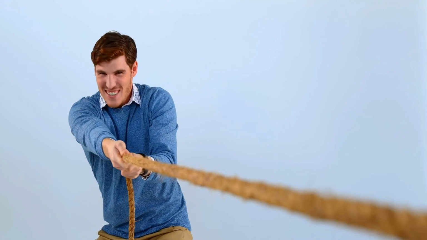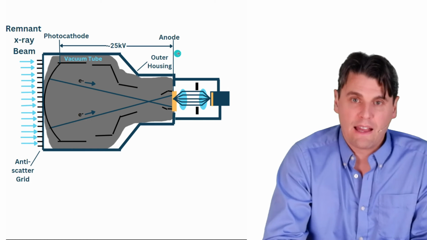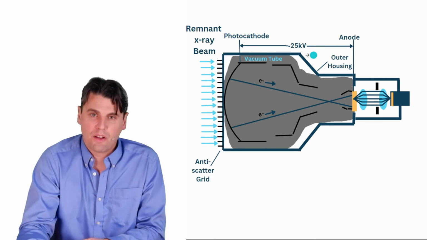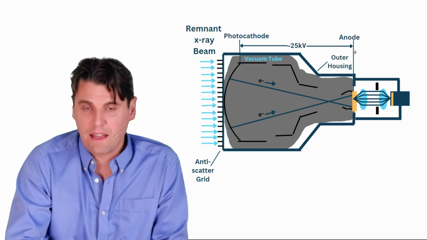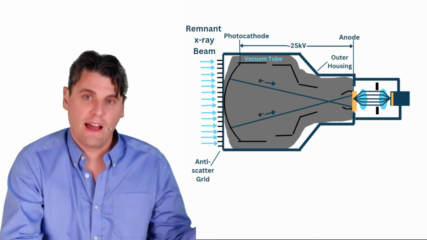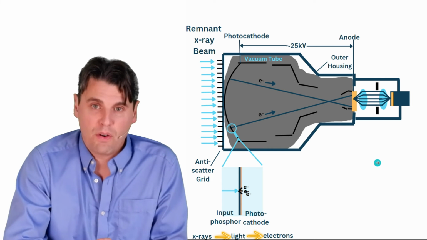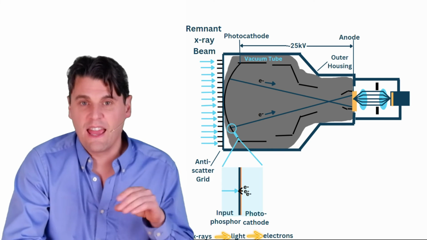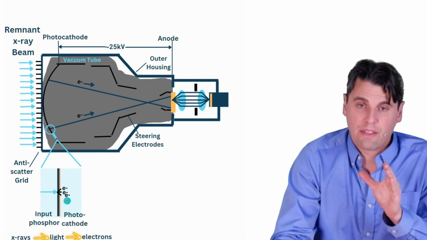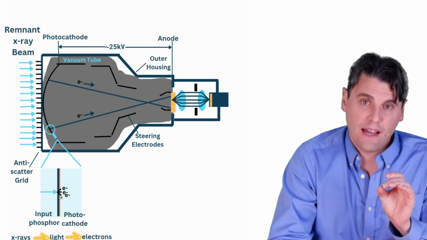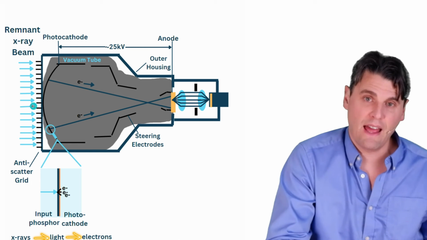We're going to then need a way to pull the electrons across. So just like we have in our X-ray tube, we have a bias across here. We have about a 25 kilovolt bias. So again, a fairly significant bias or electrical potential that's going to help pull those electrons across in the image intensifier. Then what happens inside that photocathode, the X-rays come in, they're going to hit an input phosphor. That phosphor is going to convert them to light, and then at the photocathode, that light is going to get converted to electrons. So now we have an electron signal which is proportional to the remnant X-ray beam.